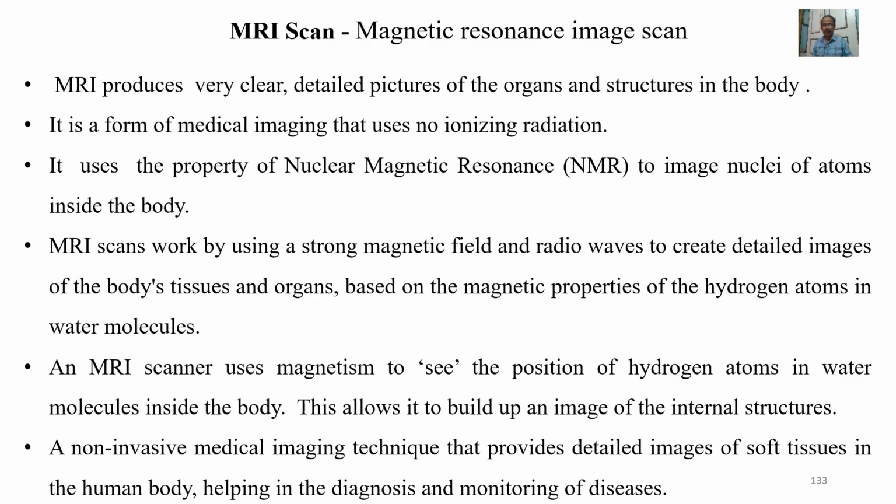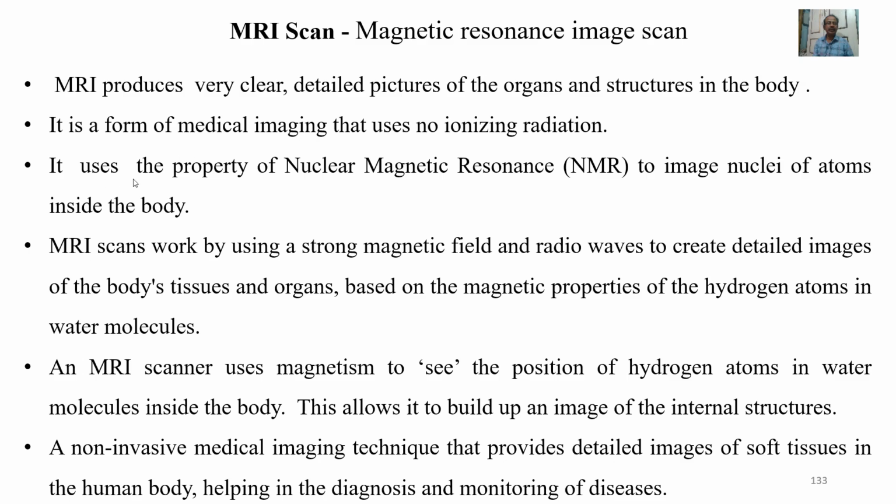And different types of MRI scans can be performed, such as abdominal MRI, cervical MRI, chest MRI, cranial MRI, heart MRI, lumbar MRI, pelvic MRI, and so on. MRI produces very clear, detailed pictures of the organs and structures in the body. It is a form of medical imaging that uses no ionizing radiation.